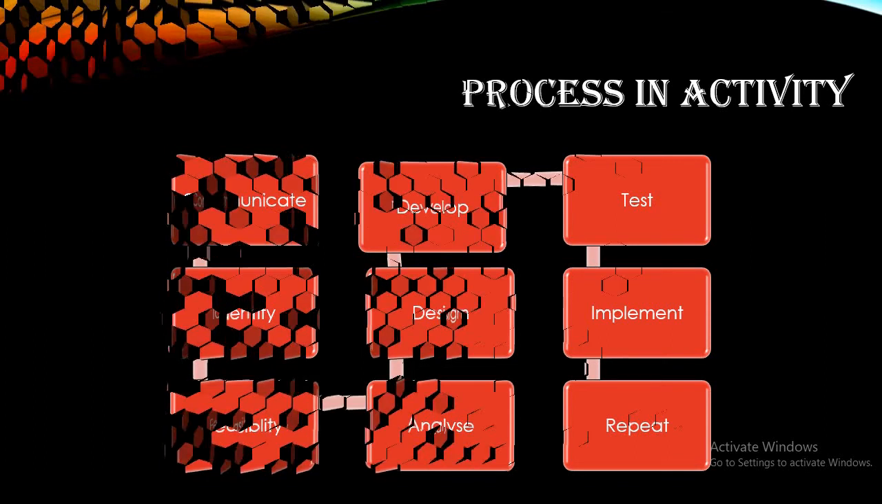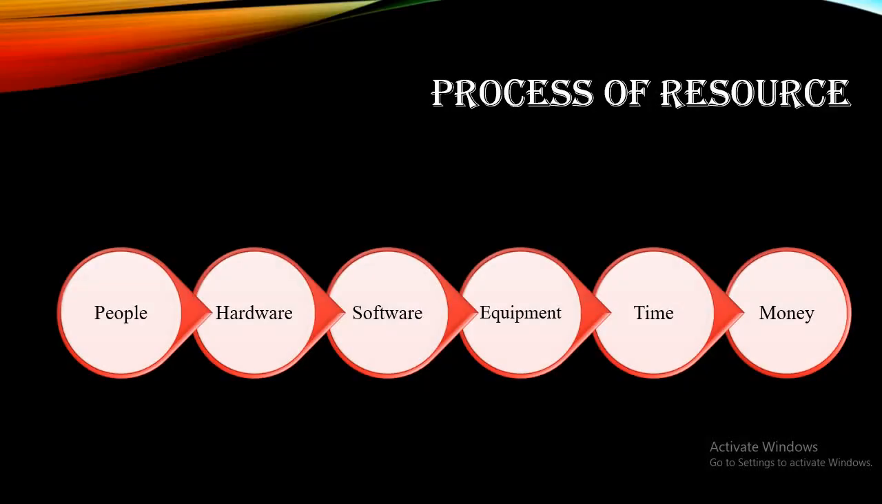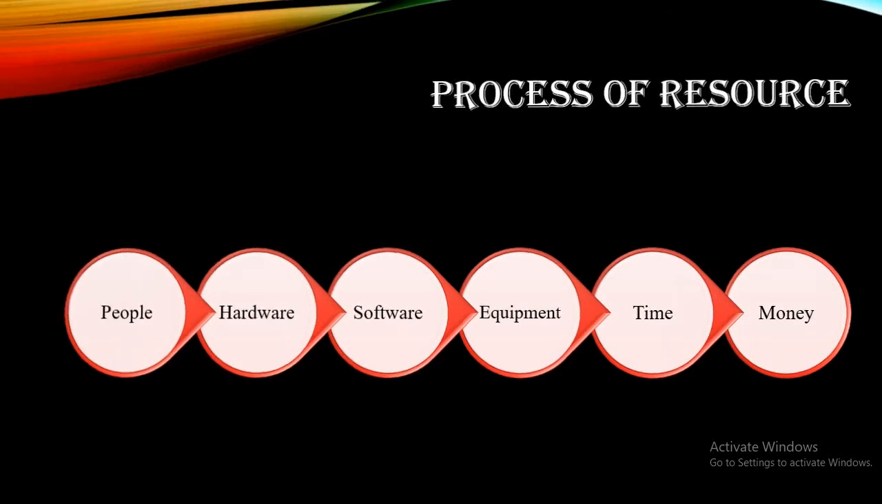And next what we have is constraints, because a process is defined with the steps involving activities, constraints and resources. So the constraints go like this, which is very essential to know about the requirements. The requirements should be carefully identified, and next the feasibility should be checked for the suitability of the project in terms of software or hardware requirements, or it can be cost, or it can be time. And then the problem should be carefully analyzed and design should be made keeping reusability in mind, and finally the testing should be done carefully. And the last what we have is resources. The resources can be people, hardware, software, equipment, time and money. This is all about a process.